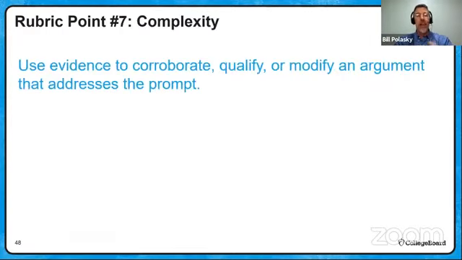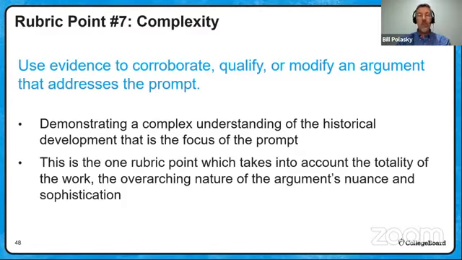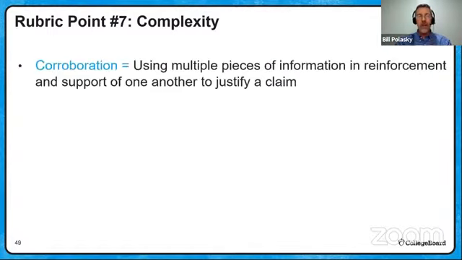And then the complexity point, the seventh and final point: evidence to corroborate, qualify, or modify an argument. Can you demonstrate a complex understanding of what developments were at the center of what this question is asking? This is the one point that can be a little bit overarching in nature. Is the overall totality of the work sophisticated? Is it involved with argument and evidence? Is there a lot of nuance to what's being said here? And there's, or argued rather, about 3 ways to go about it.